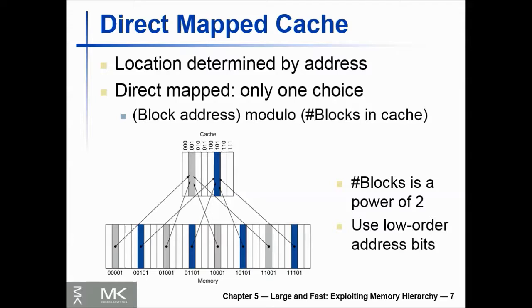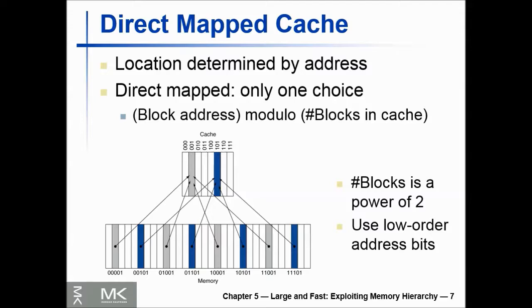If the number of entries in the cache is a power of 2, then modulo can be computed simply by using the lower-order log2 of the cache size in blocks bits of the address. Thus, an 8-block cache uses the 3 lowest bits of the block address, since 8 is equal to 2 to the power 3.